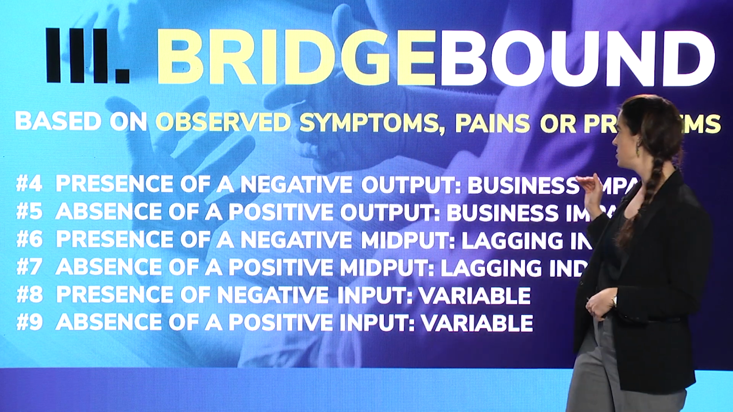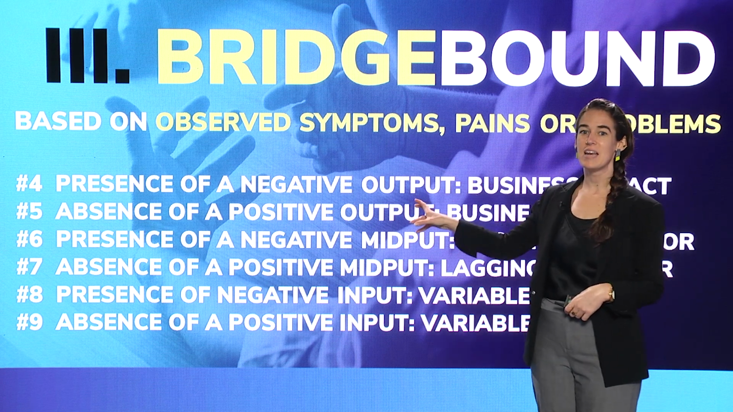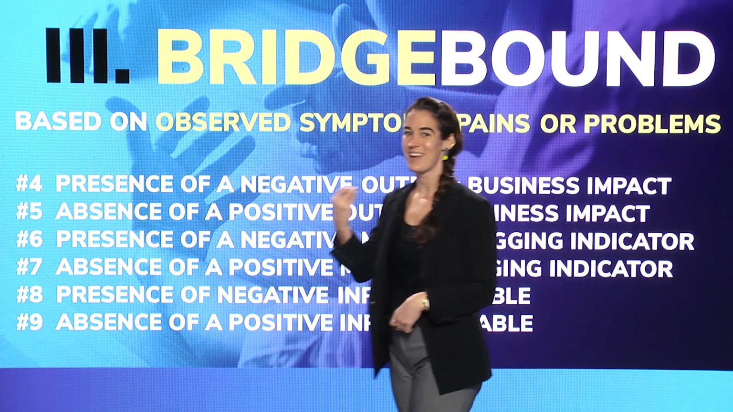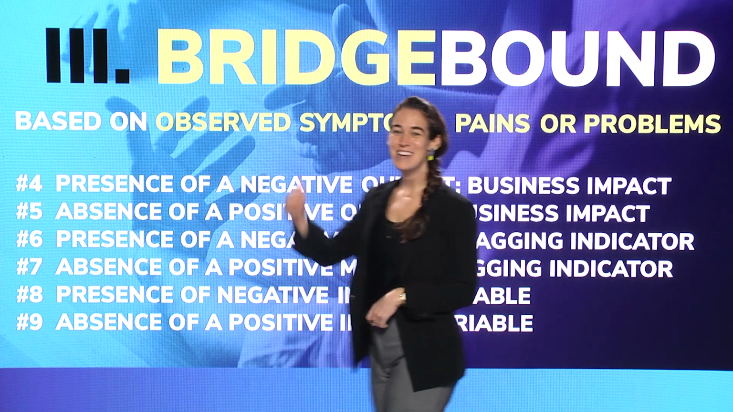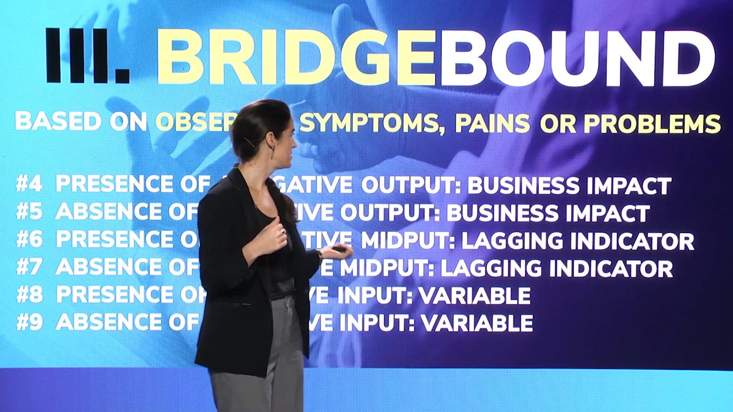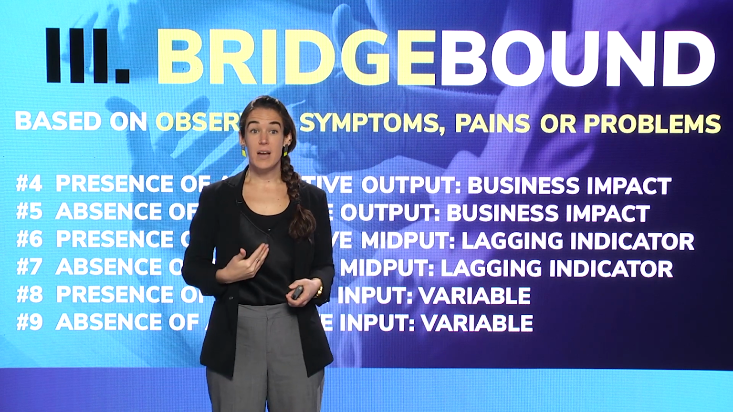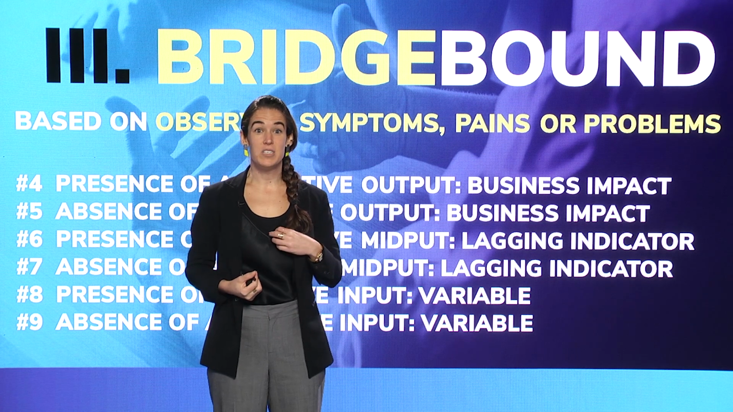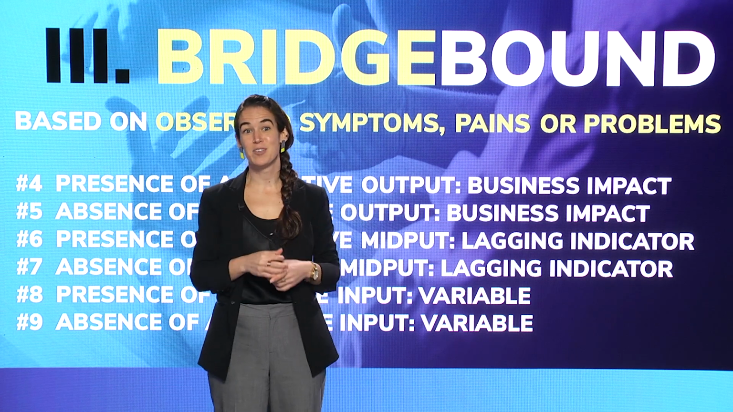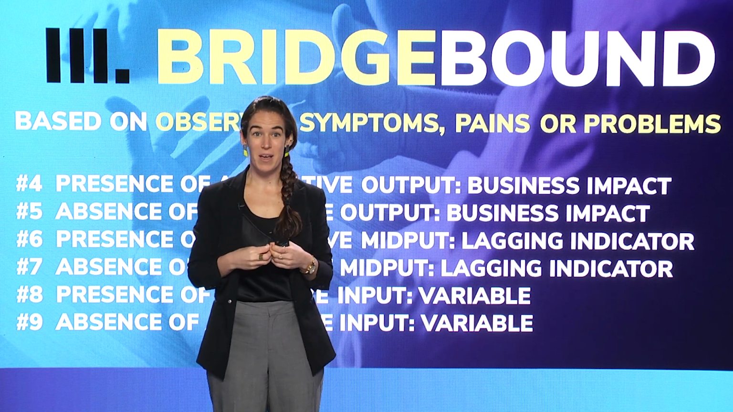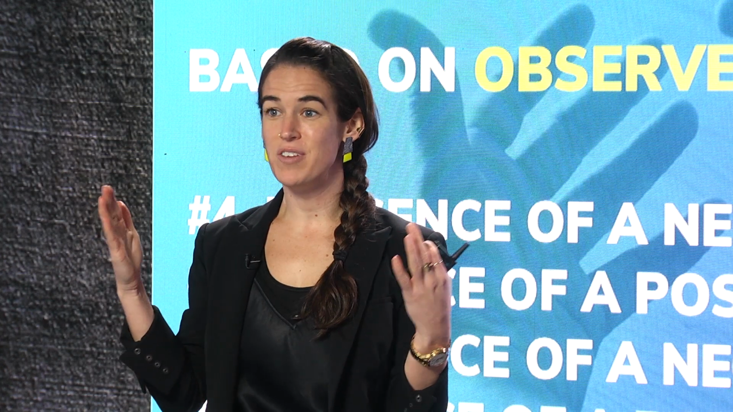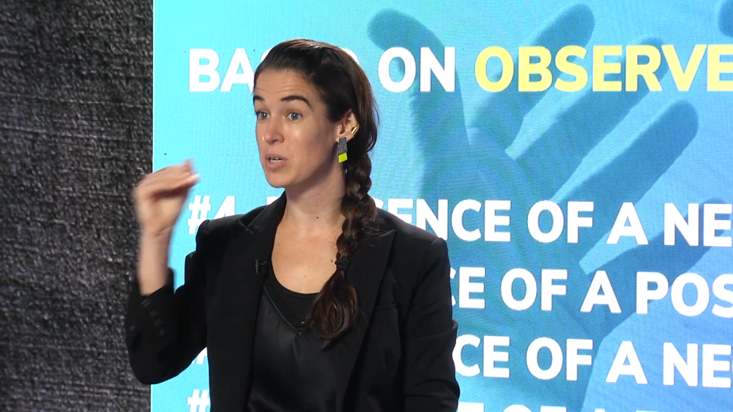Number 6 is going to be a presence of a negative midput or a lagging indicator. So we have outputs, we've got inputs, and we've got midputs. Yes, I did make the word up. I'll give you a good example of this. A lot of times in the consulting world, I solve for inbound lines. People ask me, hey, I want you to train my team on objection handling or cold calling. And I'm like, okay, well, industry average via Topo research and Bridge Group research is that you're making anywhere from 35 to 40 cold calls per day.